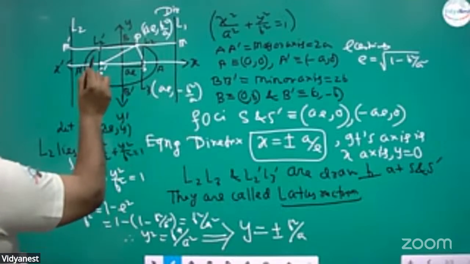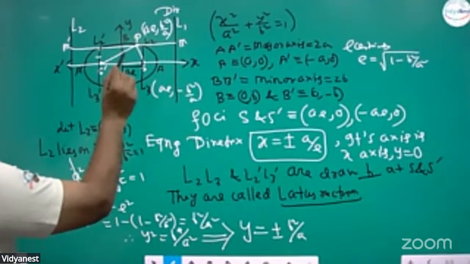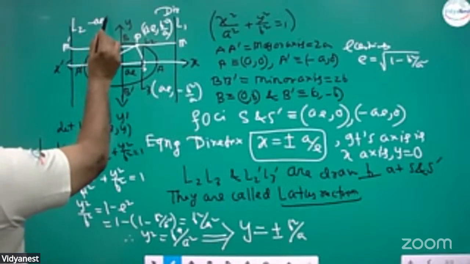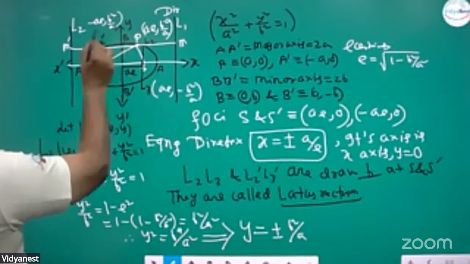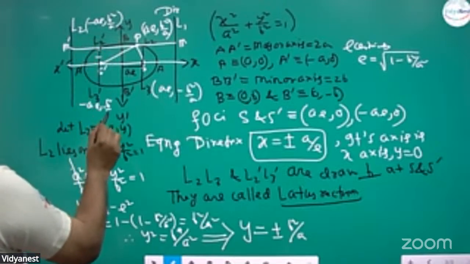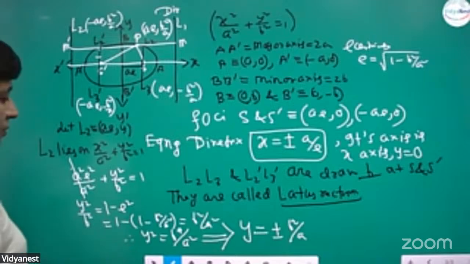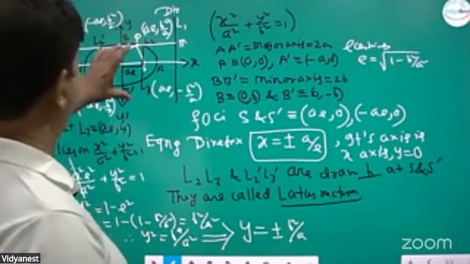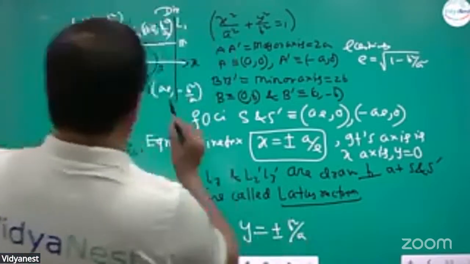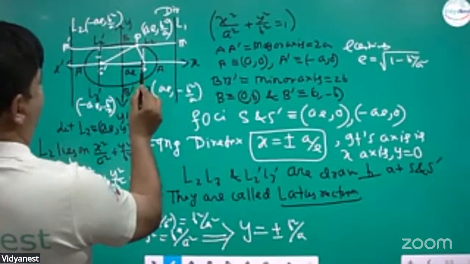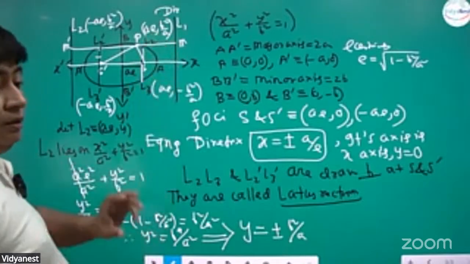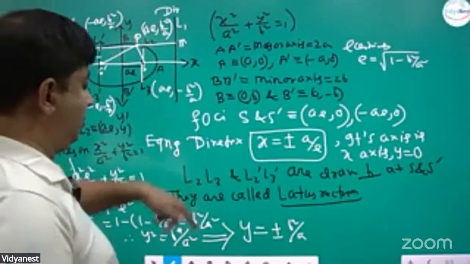This latus rectum is symmetrical to this one. So the points are minus a comma b square by a and minus a comma minus b square by a. So what is the length of the latus rectum? This is plus b square by a, and this will be minus b square by a. Total by magnitude, 2b square by a.